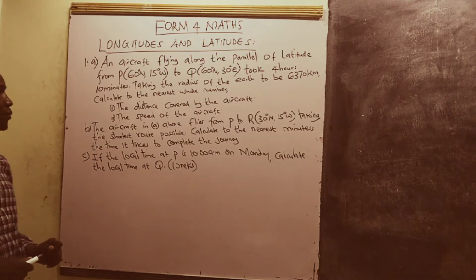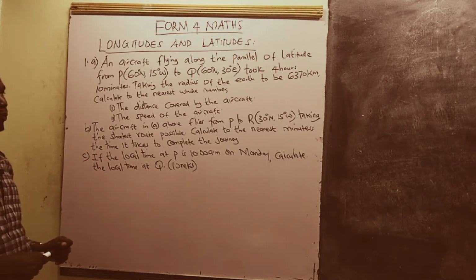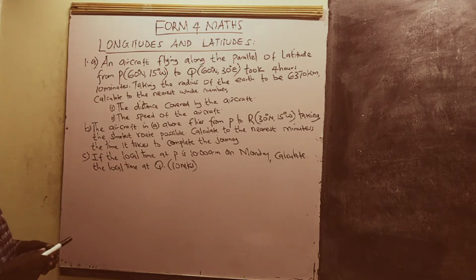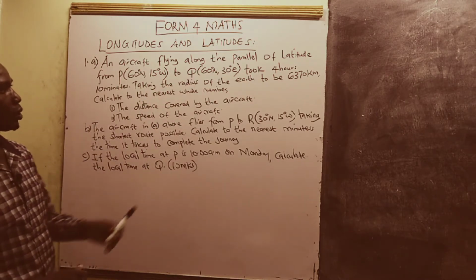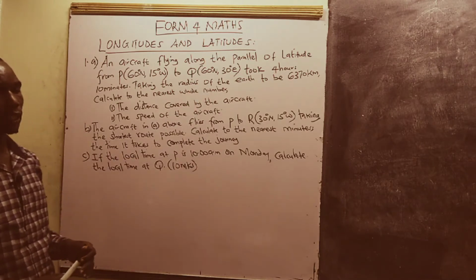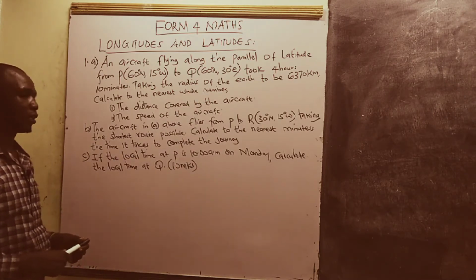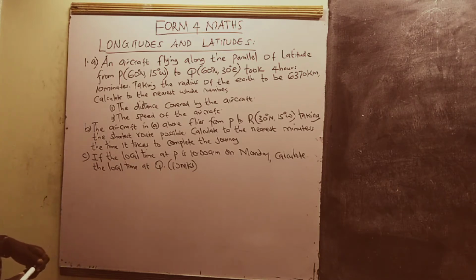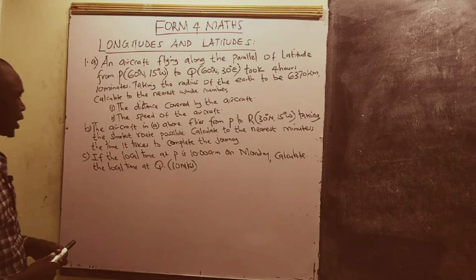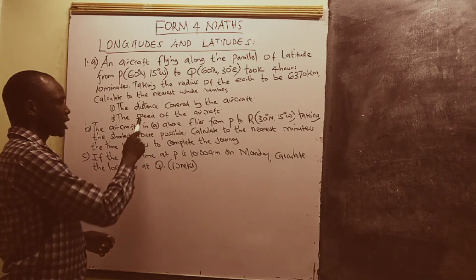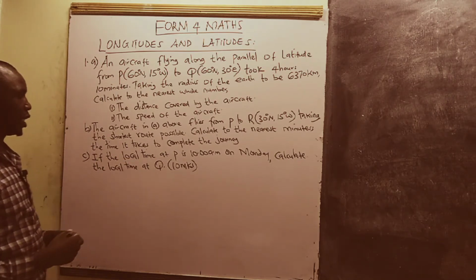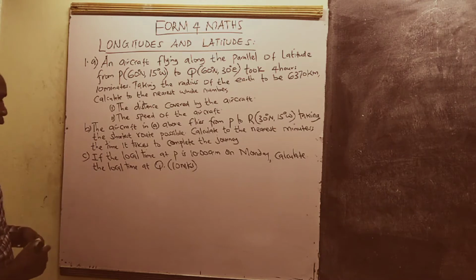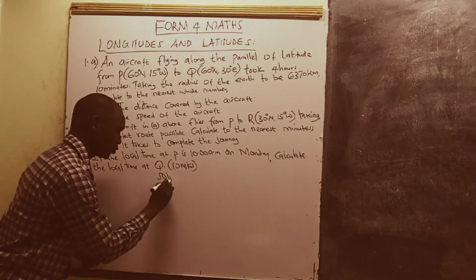The question reads: an aircraft flying along the parallel of latitude from P, 60 degrees north, 15 degrees west, to another point Q, which is located 60 degrees north, 30 degrees east, took 4 hours 10 minutes. Taking the radius of the earth to be 6370 kilometers, calculate to the nearest whole number, one, the distance covered by the aircraft, and two, the speed of the aircraft. So let us look at part A first. Let us look at the solution for this question.